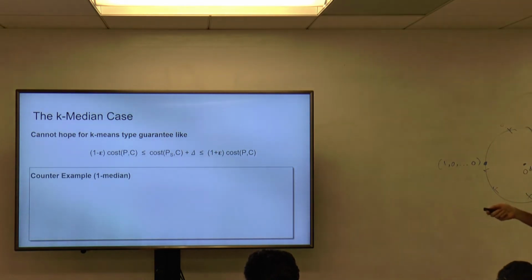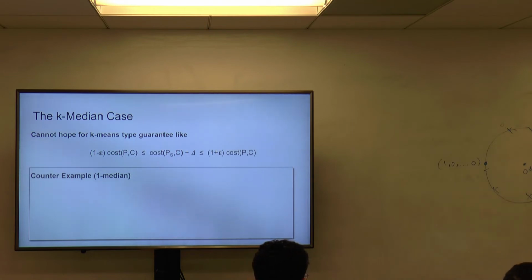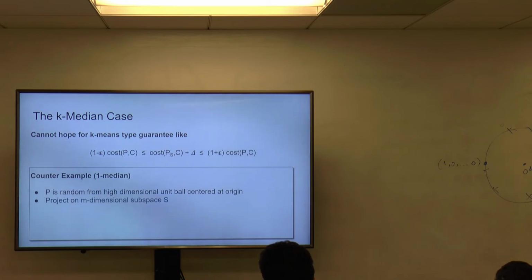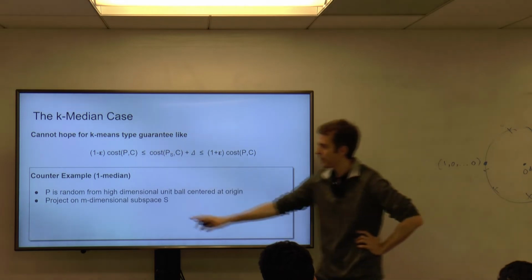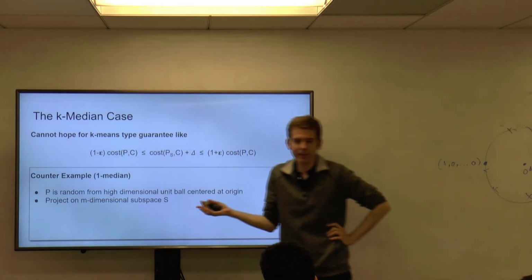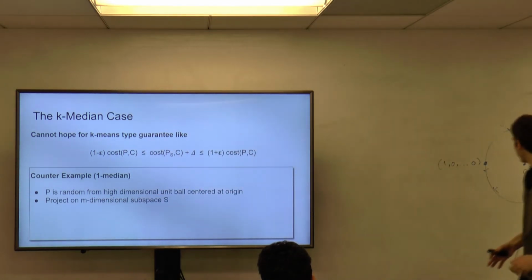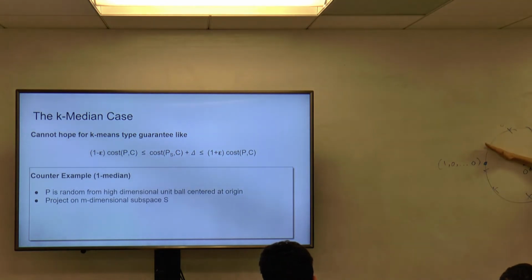Okay, so I've drawn it here on the board. So our point set P is going to be n random points on the unit ball in d dimensions. Okay? Euclidean ball centered at the origin, yeah. Okay. Now, suppose you fix some m-dimensional space S, and think of this m as being very small. Suppose it doesn't depend on d or n. Okay, so I'm fixing some m-dimensional space S.